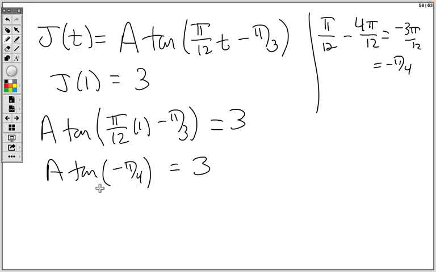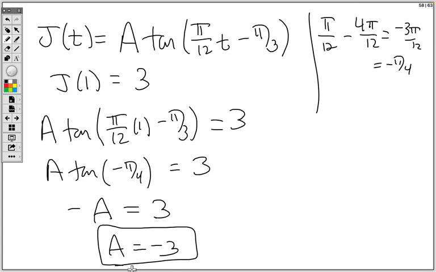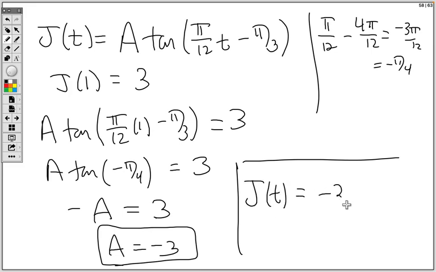Tangent of minus pi over 4 is -1. So -1 times a, the opposite of a, is 3. So a equals -3. And we expected a to be negative because the curve is decreasing. So I put this all together in my tangent formula: -3 tangent of pi over 12 t minus pi over 3.